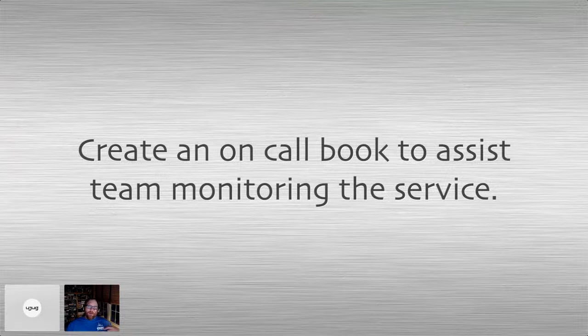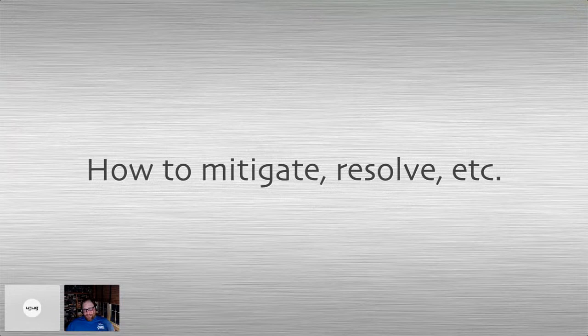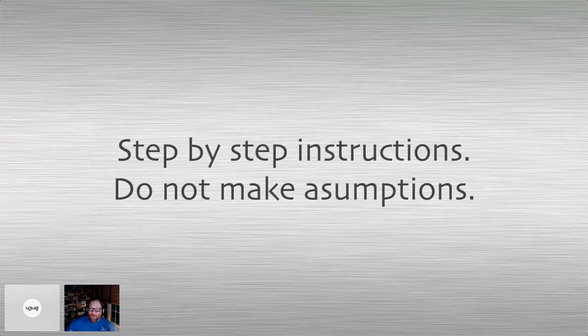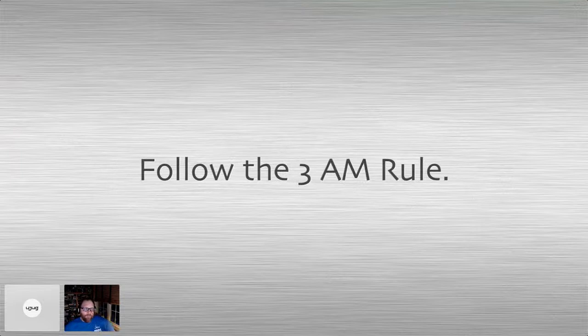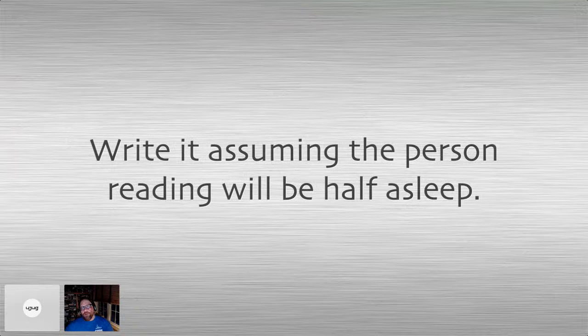As I mentioned earlier, do not assume everyone knows how to do something. So write the steps, how to mitigate, how to resolve. And this, again, should be step by step by step. I like to follow the 3 a.m. rule, which says that you should assume the person that's reading this is half asleep. Oh, and by the way, they're a psychopath and they know where you live. So let's make sure that they're happy with you when things go on.